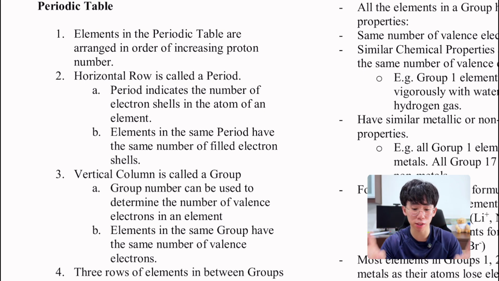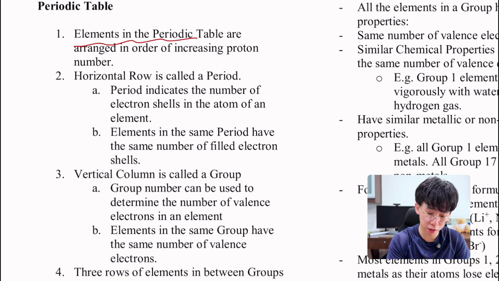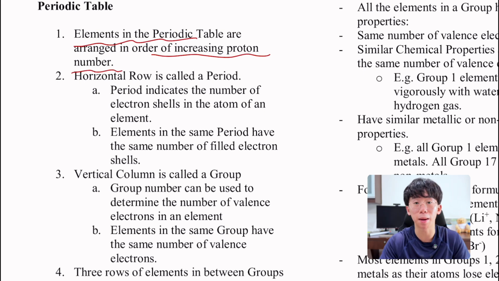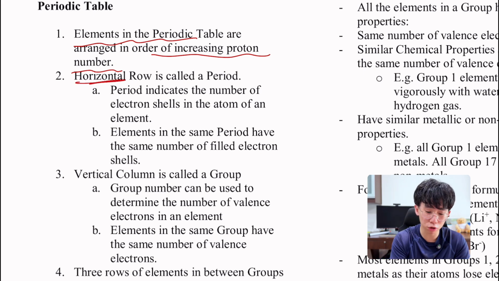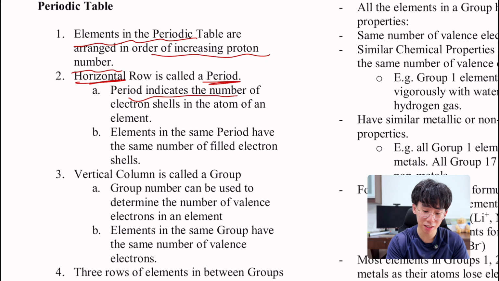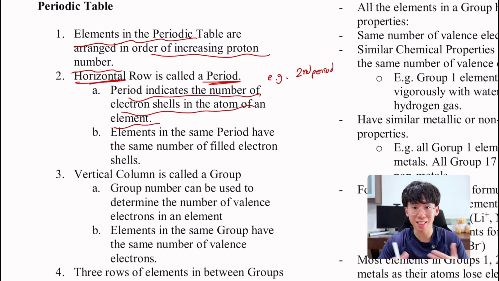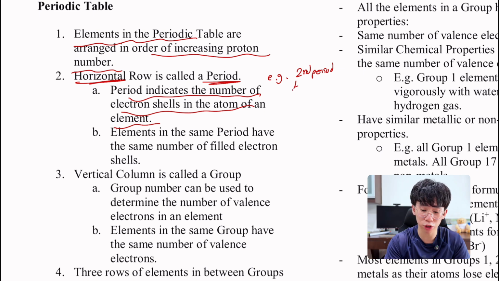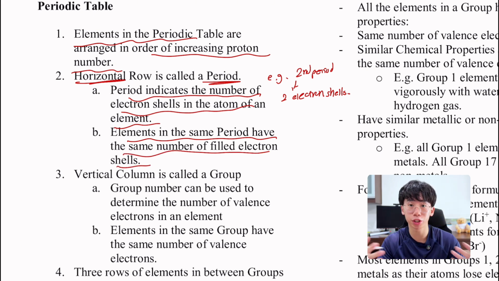The periodic table consists of elements that are actually arranged in increasing order of the proton number, and the horizontal row is what we call a period. So the period is the one that indicates the number of electron shells in the atom of an element. For example, if the element is in the second period, that means that this element itself has 2 electron shells. And the elements in the same period have all the same number of filled electron shells.